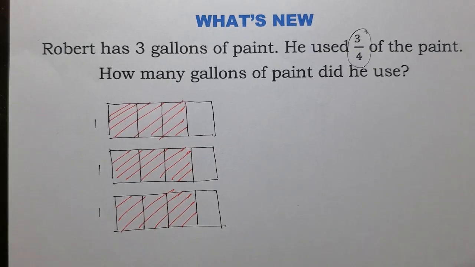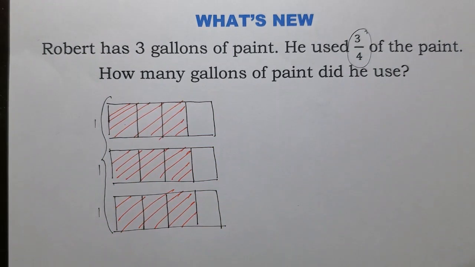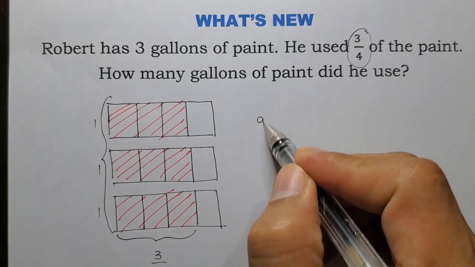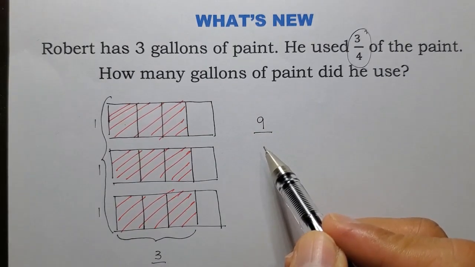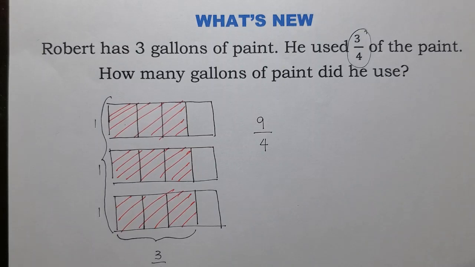If you noticed here, we already illustrated the 3 gallons and 3/4. All we have to do is count how many parts were taken or used: 1, 2, 3, 4, 5, 6, 7, 8, 9. 9 parts out of. Remember that the denominator tells how many parts there are in a whole. In each whole, there are 4 equal parts, so our denominator is 4. 9/4 is used for painting.